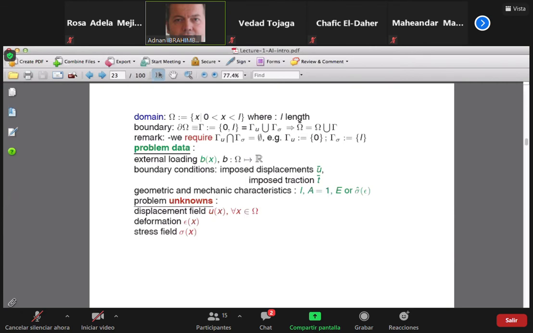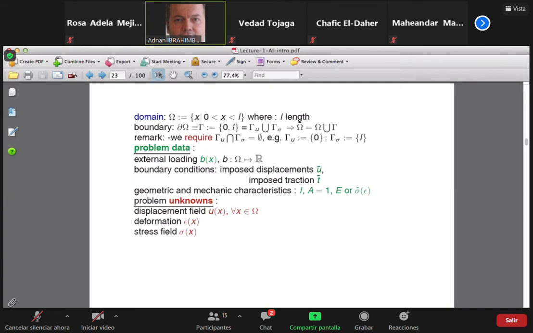So the domain is all the values of x that span from 0 to L, where L is the length of this bar. Hence, the boundary reduces only to 2 points. Often this is called a 2-point boundary value problem. So this is either with x equal to 0 or with x equal to L.